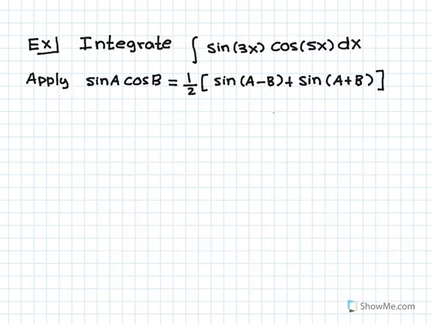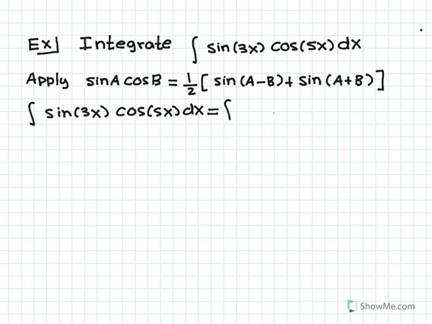All right, so what we have here is the integral of sine of 3x times cos of 5x dx. So we have a product of a sine times a cosine function. We're going to use this trig identity: sine a cosine b is 1/2 times sine of a minus b plus sine of a plus b.